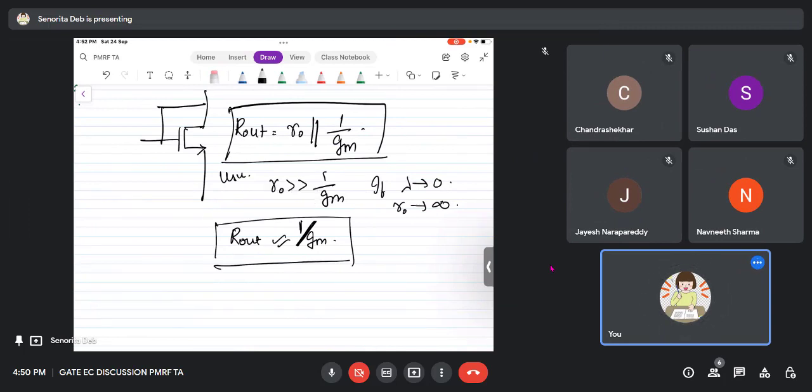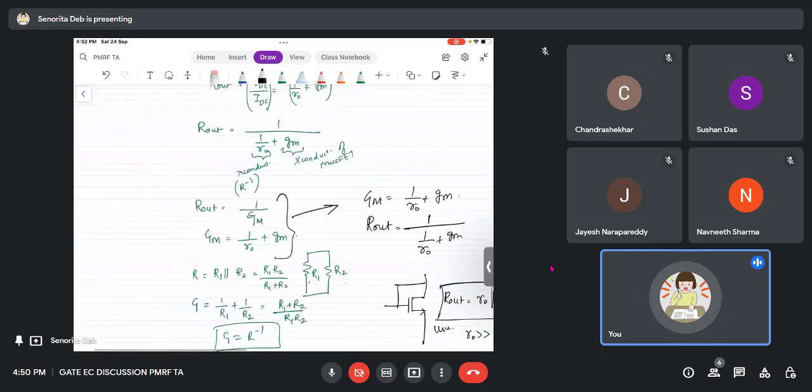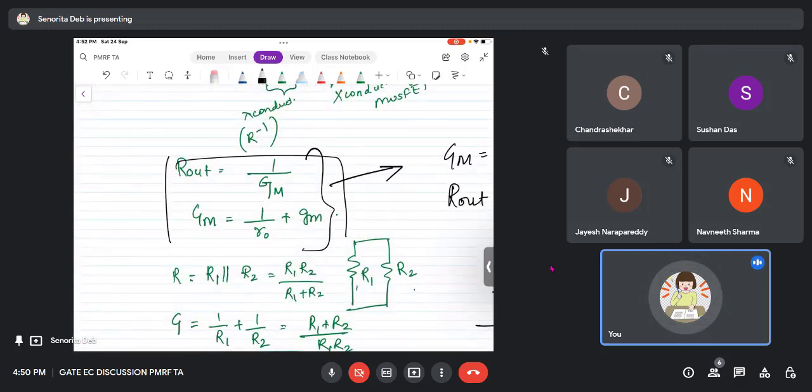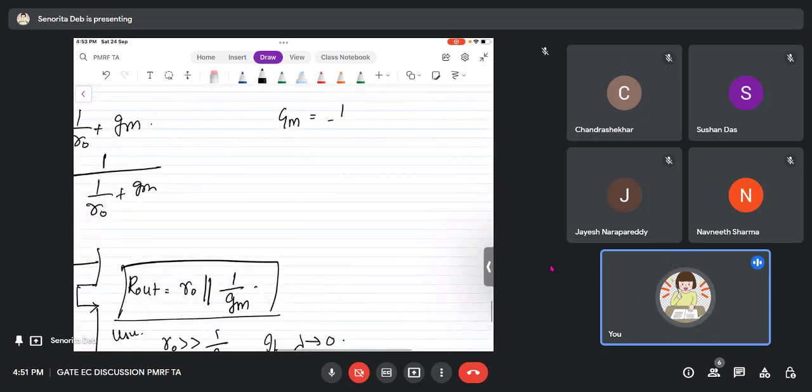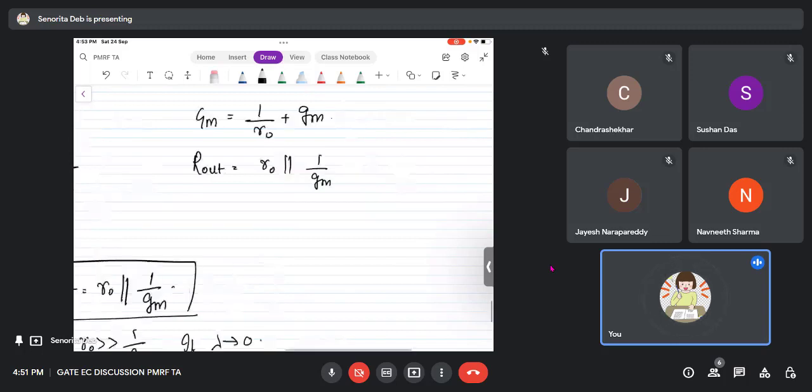Chandrasekhar, can you unmute and tell me which part you want to get explained? The last part, R out. So we saw this thing, right? This you understood, right? Why I have written it like this? This one is fine? Okay. So that means I can write R out as, so if GM is the addition of the transconductance, that means R out will be parallel combination of this, right? Which is what I showed with the resistors. Yes, ma'am. With R1, R2 I showed now. This is fine. So this is just the R out.